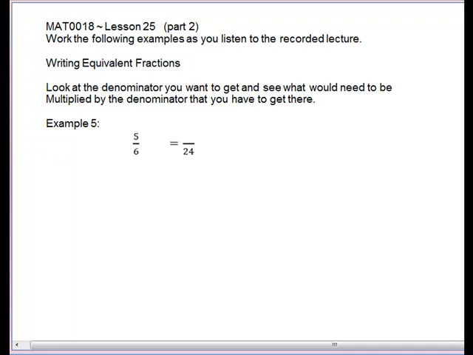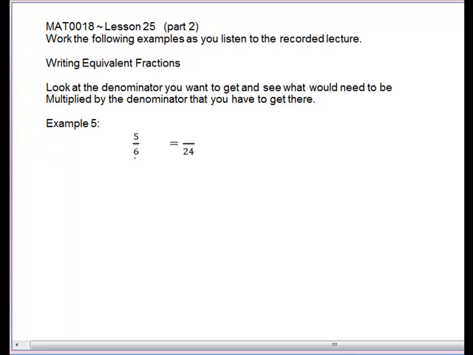We're going to work on writing equivalent fractions here. So we're given one fraction. We want to write a fraction that's equal to that with a given denominator. And notice I have a little space here because you're going to multiply your first fraction by something.